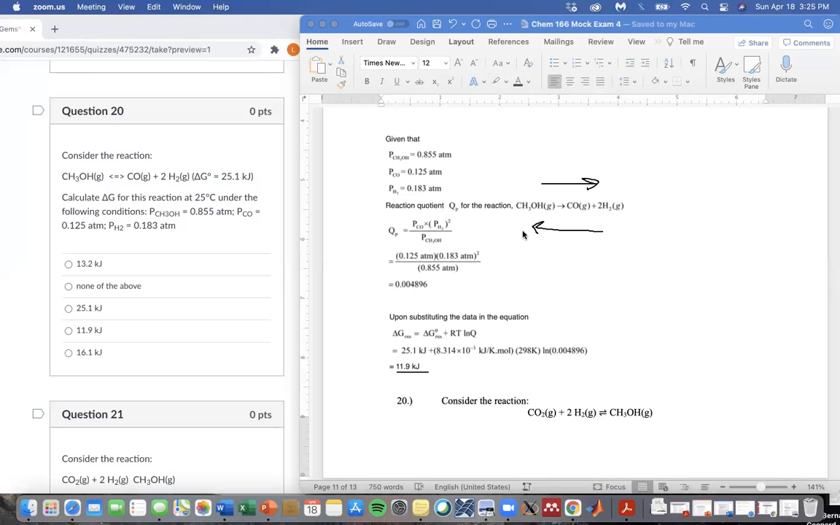Okay, so if we're going in the reverse direction, let's think about how we can compare our Q and K here. So we're trying to go in the reverse direction here. We have our Q value. Is our Q going to be less than K or greater than K if we're non-spontaneous right now? Greater than K. So if our Q is greater than K, we'd have products over reactants.